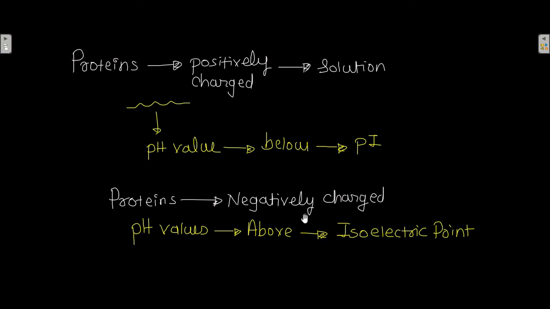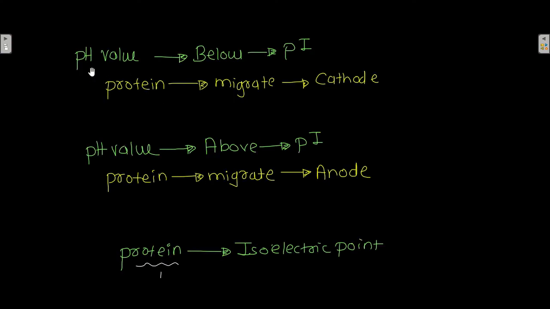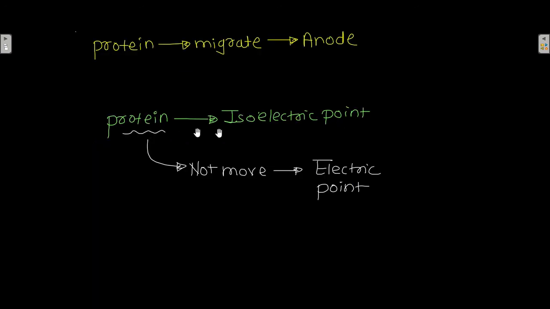Okay, so if the pH is below pI, then the protein will be positively charged and will migrate toward the cathode. And if the pH value is above pI, then the protein will be negatively charged and will migrate toward the anode. And if the pH is at the isoelectric point, then the protein will not move in the electric field. Okay, the protein will not move if the pH is equal to the isoelectric point of that particular protein.